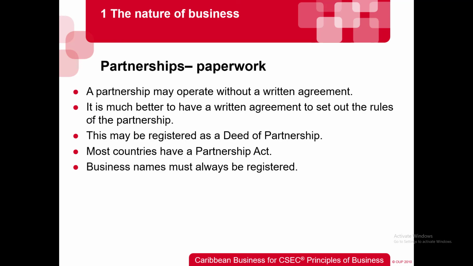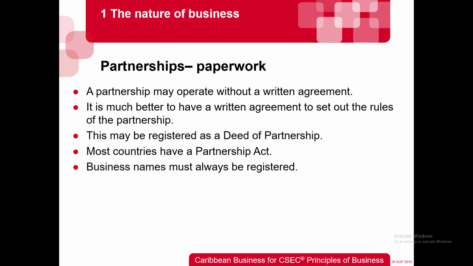So you have to write down in the agreement, okay, profits are going to be shared 50-50, 60-40, 70-30, whatever the arrangement is. But the best thing to do is have it in writing. Same thing for losses. Losses are going to be shared down the middle, 50-50, or losses are going to be shared 70-30, whatever the arrangement is. It's best to have it in writing.